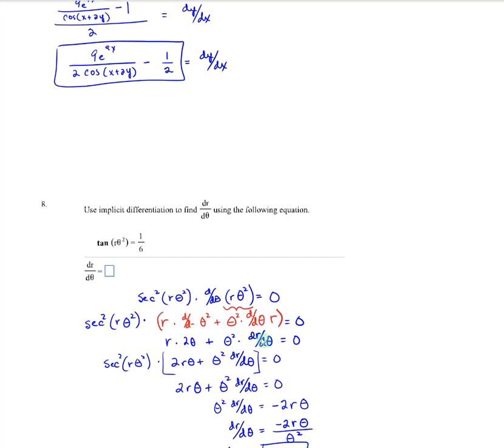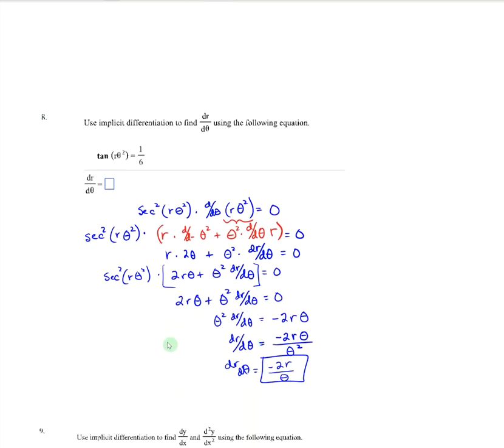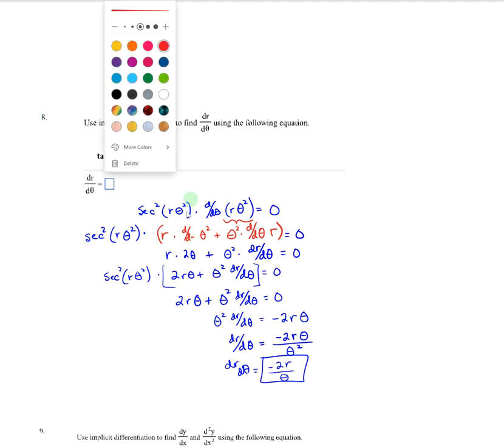All right, number 8. Tan of (r theta squared) equals 1/6. Easy on the right, the derivative of a constant is 0. Derivative of tan is secant squared (r theta squared) times the derivative of r theta squared. Well, r theta squared is a product, so first times the derivative of the second plus second times derivative of the first. That should be a dr. I don't know what happened to that little letter there, but it's not a minus. Let's fix that real quick.